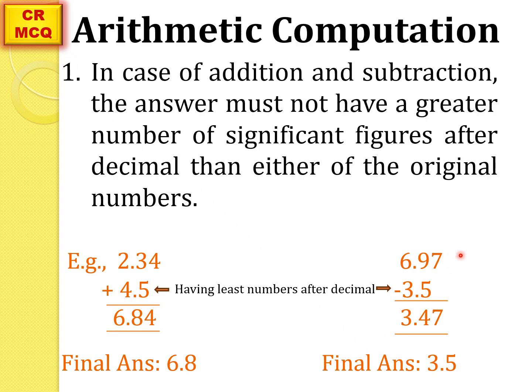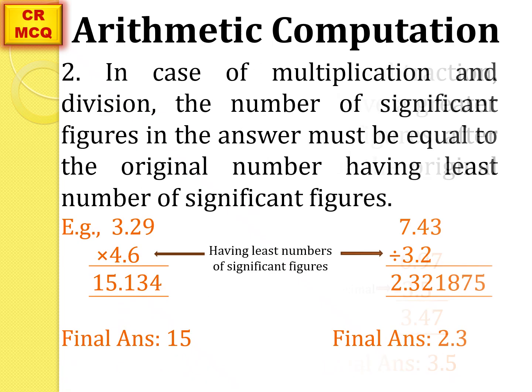The same rule is applied for subtraction. While dropping the extra digits, you have to follow the rules for rounding of significant figures. After following that rule, you will get your answer 6.8 in addition and 3.5 in case of subtraction in the given example.